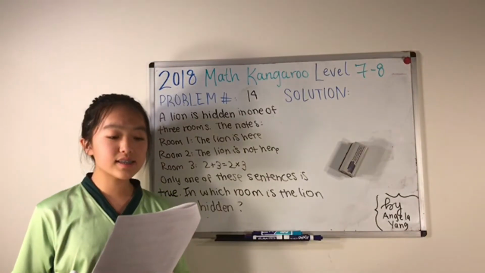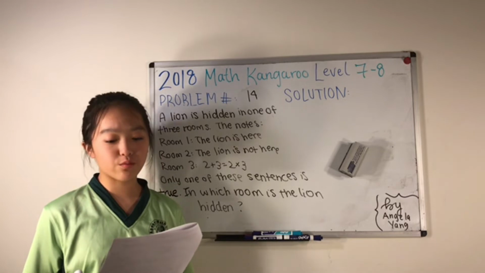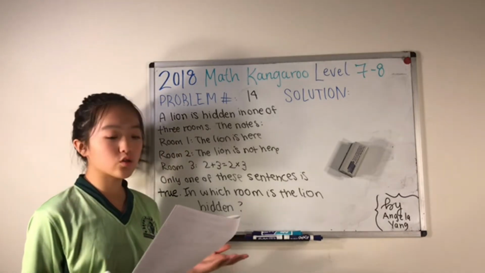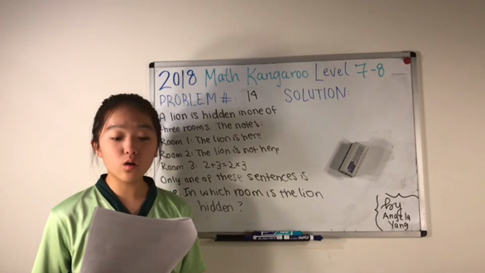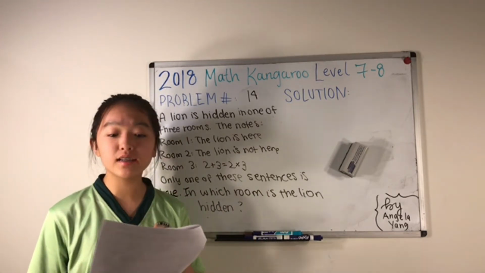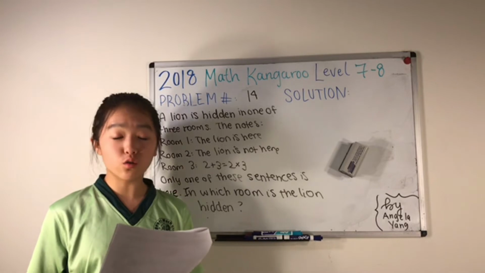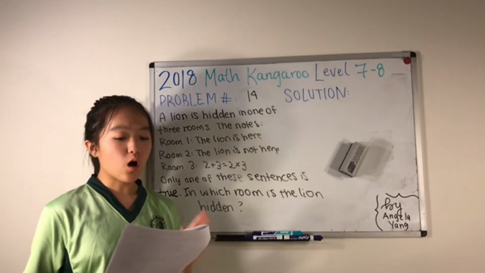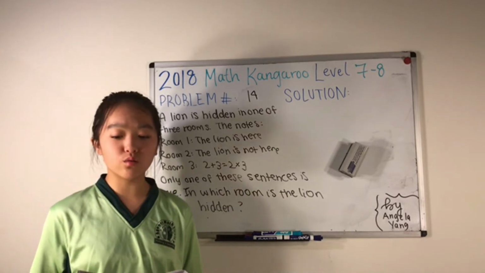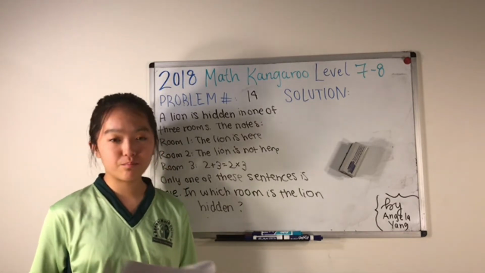Problem number 14 says, a lion is hidden in one of the 3 rooms. A note on the door of room 1 reads, the lion is here. A note on the door of room 2 reads, the lion is not here. A note on the door of room 3 reads, 2 plus 3 equals 2 times 3. Only one of these sentences is true. In which room is the lion hidden?